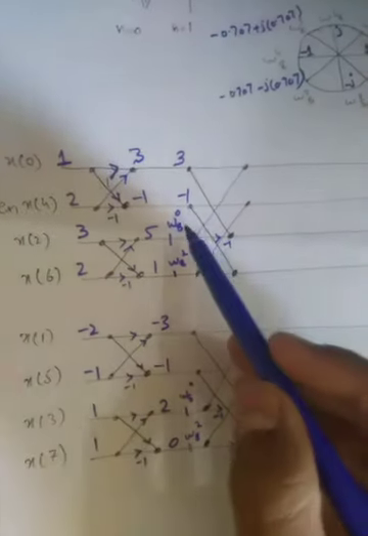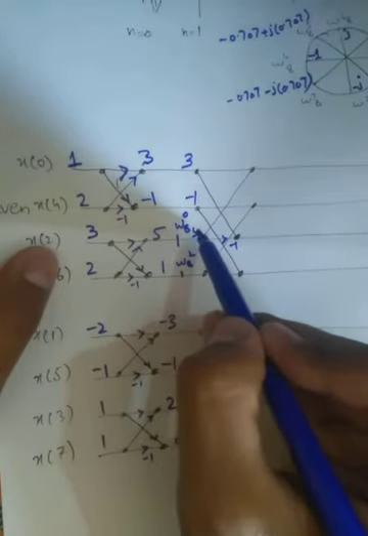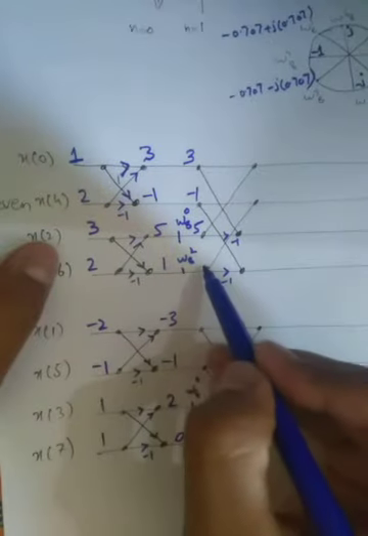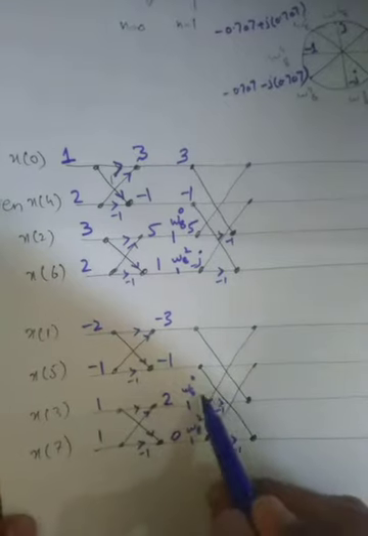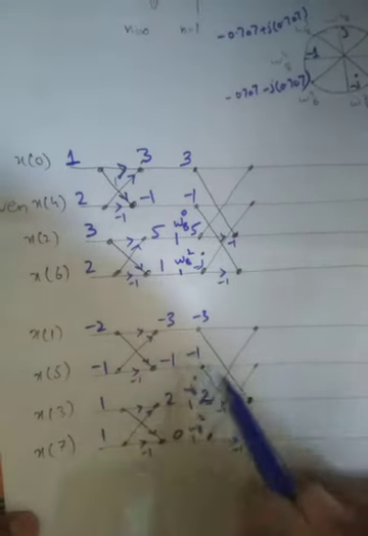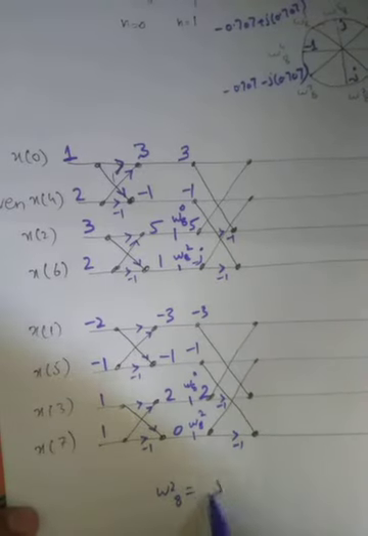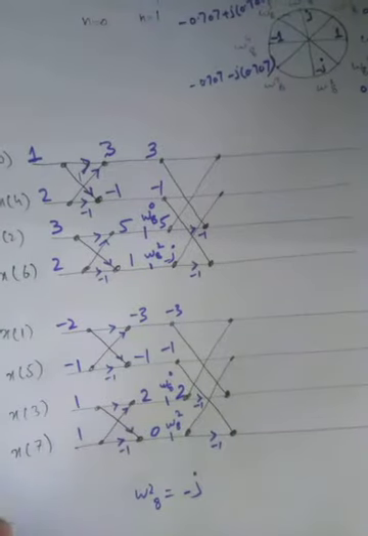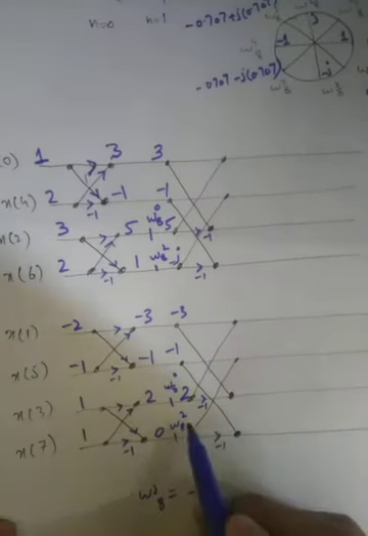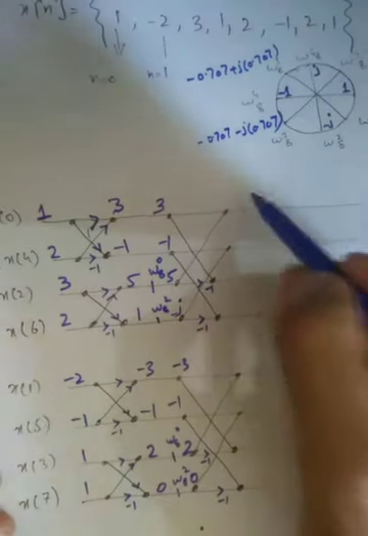So what we'll do here: W8 of 0 has the value 1, so 5 multiplied by 1 will be 5. And then W8 of 2 is minus j, so 1 multiplied by minus j will become minus j. Similarly, 2 multiplied by 1 becomes 2, minus 3, minus 1. And then the W8 of 2 value is equal to minus j. This is the value minus j. Similarly, this will become minus j. 0 multiplied by minus j will become 0. So what we'll do here, 3 plus 5 is equal to 8.